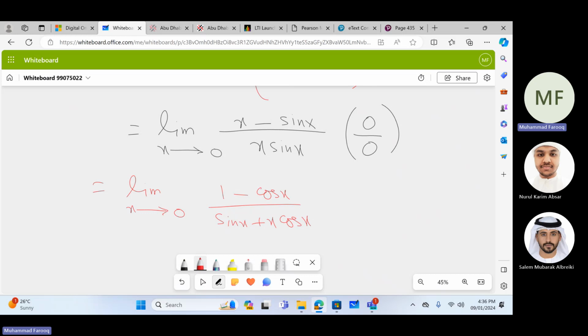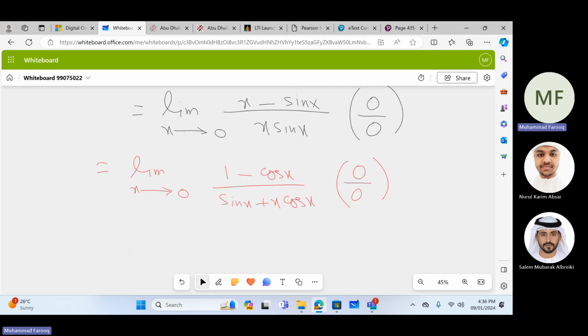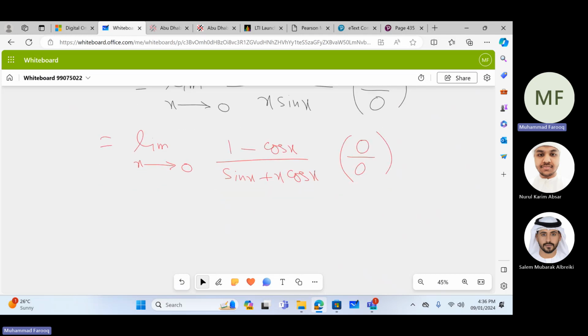Substitute again, the x value is 0. Cosine 0 is 1, so 1 minus 1 is 0. The numerator is 0, and the denominator is also 0. Again, this is the L'Hopital form, so we can differentiate again. What is my numerator? 1 minus cosine x. And denominator? Sine x plus x cosine x. We need one more differentiation.